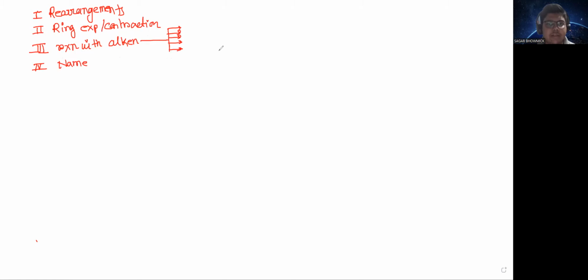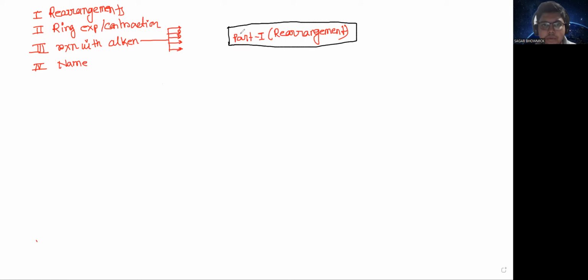So let's start with rearrangements associated with carbocation. Part one, rearrangement. I will request you to write down what I am writing. Don't just listen to this class. Take a notebook and write them down, so that you can revise in an efficient way.